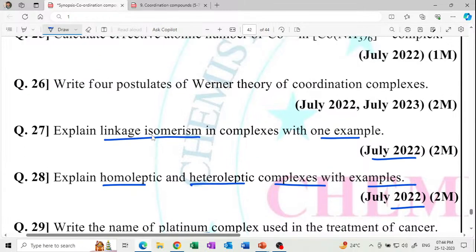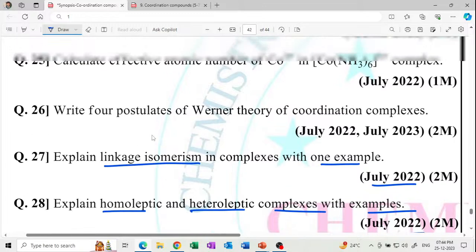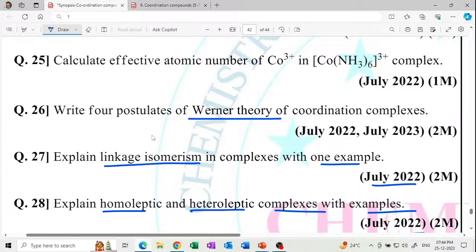Ambident nucleophile shows the linkage type of isomerism. Next, four postulates of the Werner theory of the coordination complexes. Four postulates. Write the four postulates. July 22, July 20 is the question. 2 marks. Very easy question. Four postulates of Werner theory of coordination complexes.